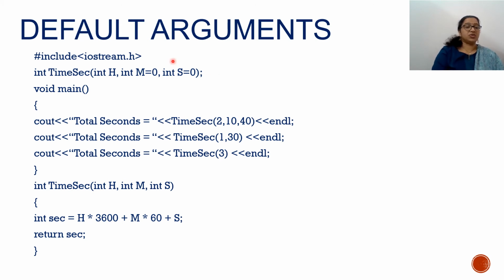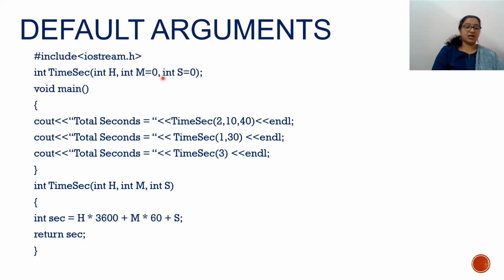Clear? So here m = 0, int s = 0. Here we initialize the values. Understood? Now the program begins. void main() { cout. Total seconds is equal to; the same statements I put in the program. So timeSecond(2, 10, 40). Then cout total seconds is equal to timeSecond(1, 30). Then cout total seconds is equal to timeSecond(3) only.